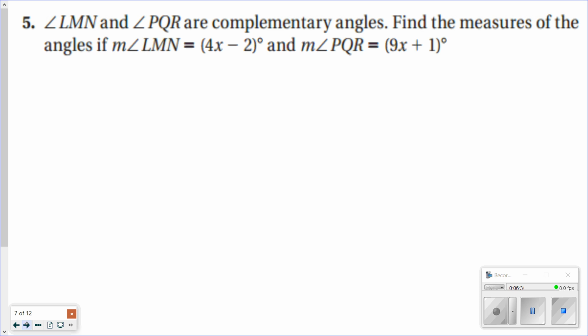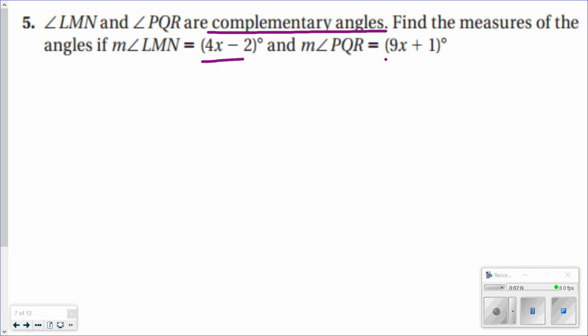Angle LMN and angle PQR are complementary angles. Find the measure of the angle if the measure of angle LMN is equal to 4x minus 2 and the measure of angle PQR is equal to 9x plus 1. All right, so first we need to decide, do these add up to 90 or do they add up to 180? And the correct answer is we know they add up to 90 because they're complementary angles.